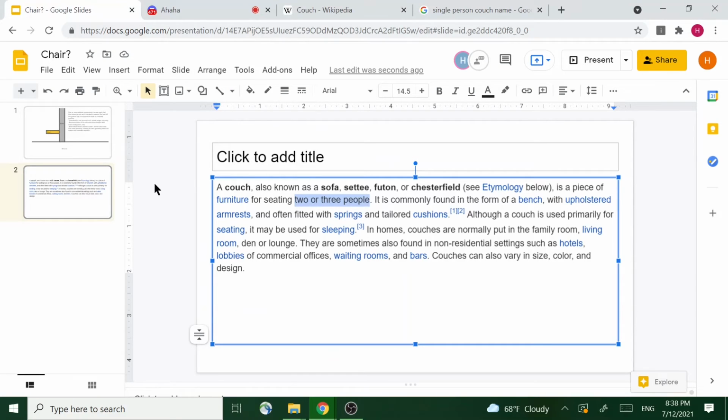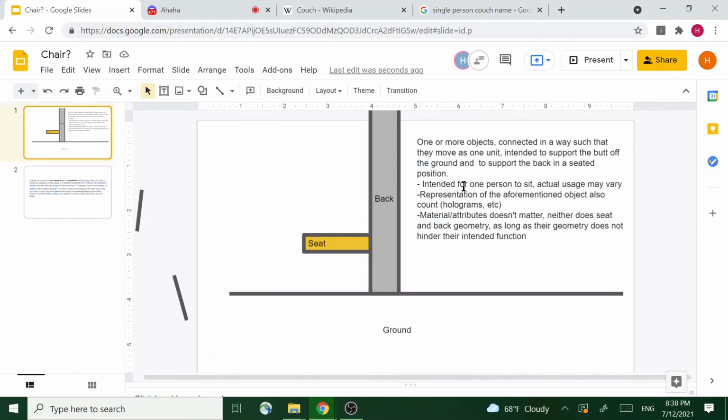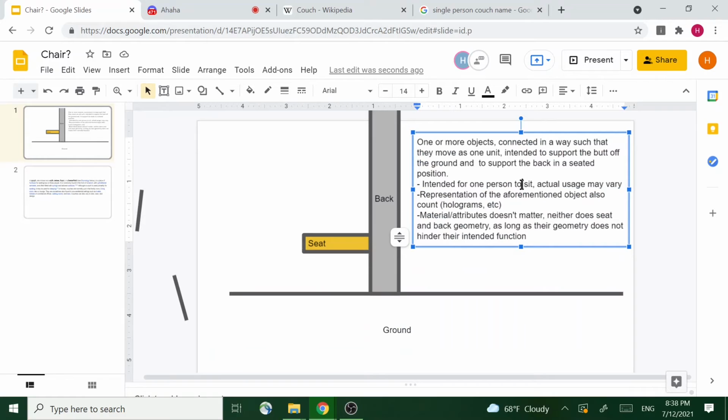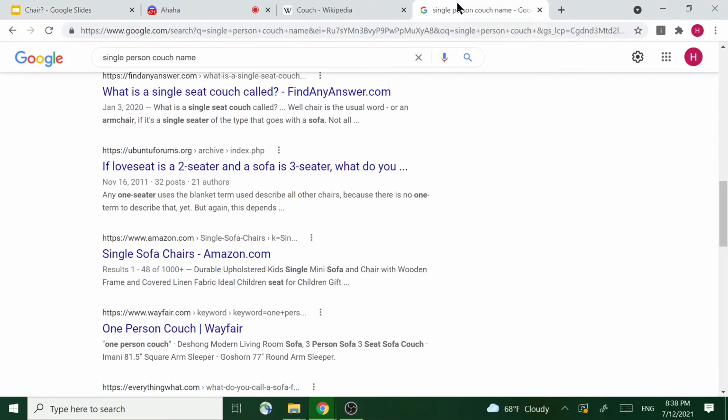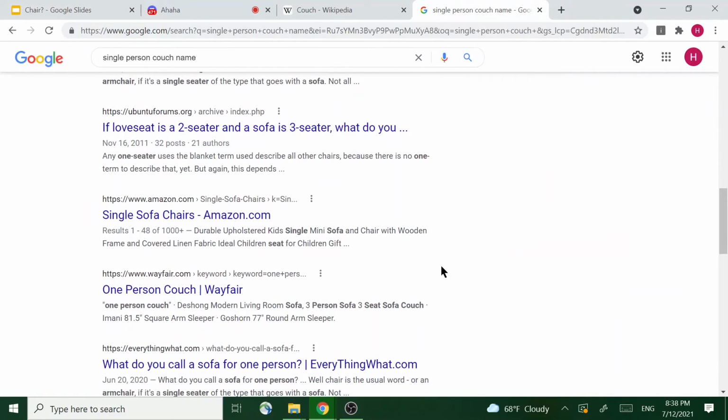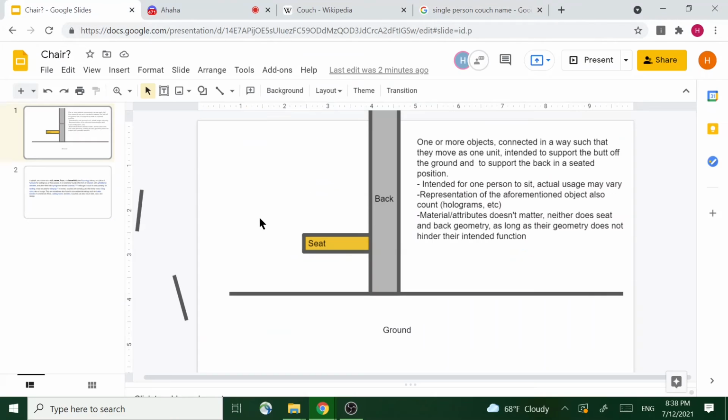Our definition still holds true. Armchairs are a subset of chairs. They just look like couches because they look really cushiony, but they are meant for one person, so it's still a chair. Okay, back to our definition. Still good.